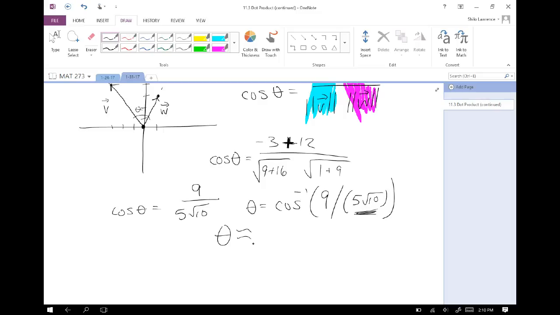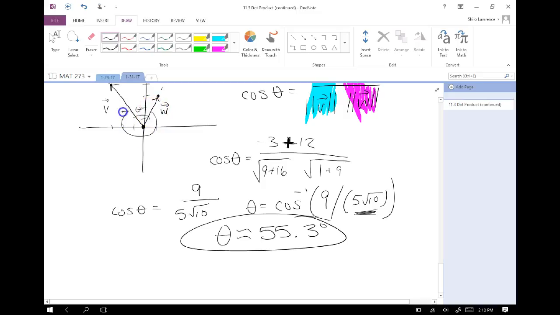What did you guys get for your angle? 55. So we knew it was going to be less than 90, and based on the picture, everybody's guess sounded like it was more than 45. So it makes sense. Got about, yeah, 55.3. So it's always going to give us the smaller one. There is another angle between these two vectors, but it is a much larger angle, and the calculator won't give us that one back. It's going to always give us the smaller one.